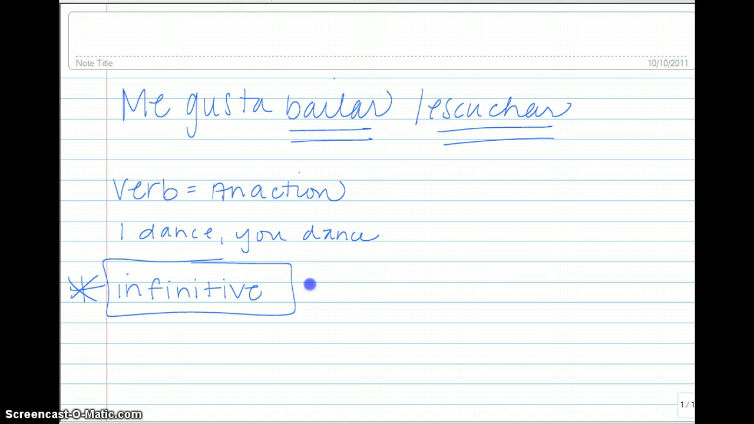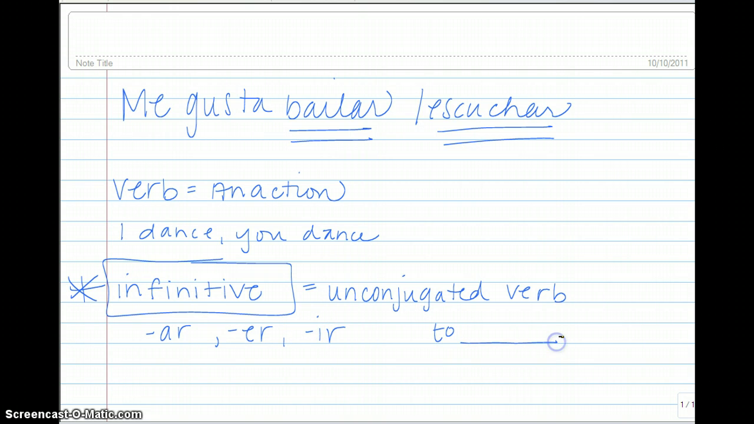Infinitive. An infinitive is an unconjugated verb. In Spanish, these words end in AR, ER, or IR, and they mean to blank. So for example, bailar ends in AR and it means to dance.